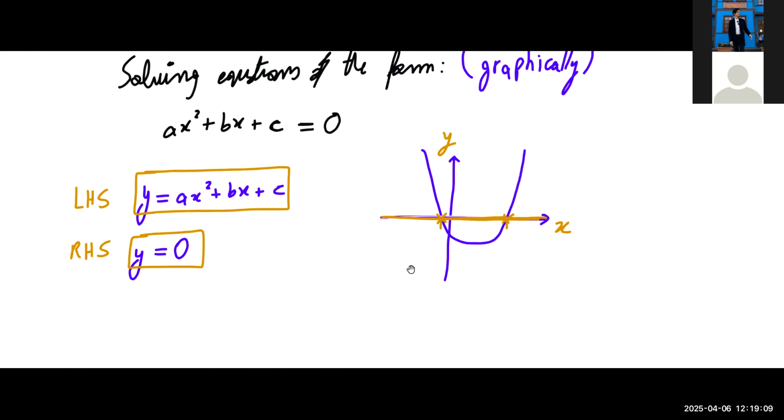Okay. But remember, extremely, extremely important idea. How to solve an equation graphically. This thing, it's insanely, insanely important. Do not forget this. Draw the left-hand side and the right-hand side as two separate equations on a graph and find the intersections between the left and the right-hand side.